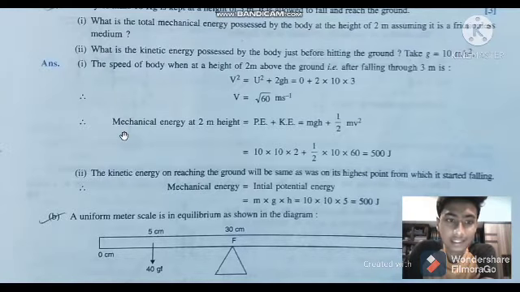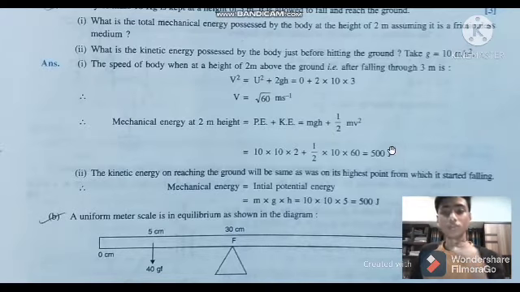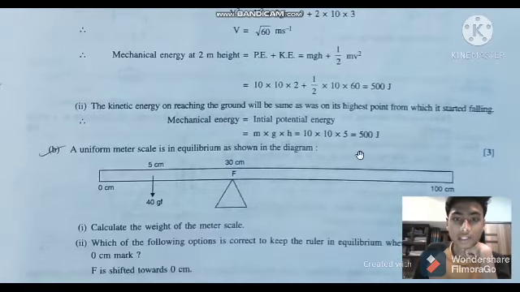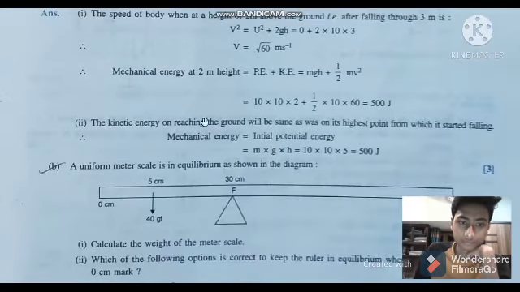So the question states the mechanical energy possessed at 2 meter height. So mechanical energy is the summation of the potential energy and the kinetic energy. So ultimately the answer is going to come mgh plus half mv square. Just by putting all the values, you will come to 500 joules. That's your answer. Fine.